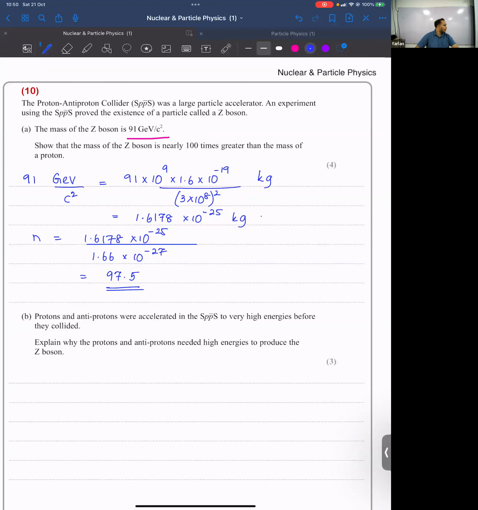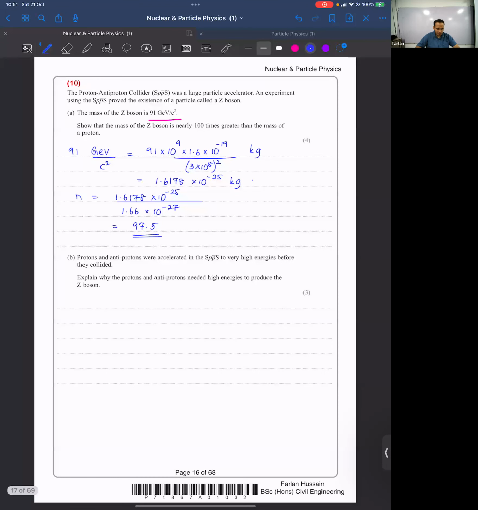Any questions? 1.66, no? It's given in the data sheet, whatever it is, it won't make a big difference.